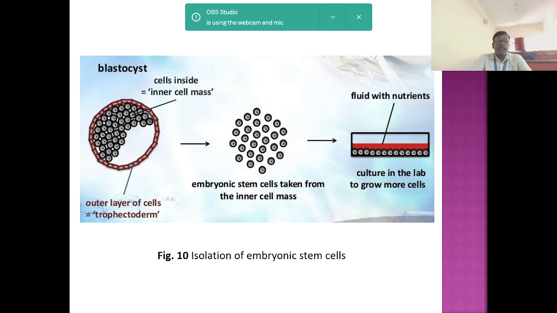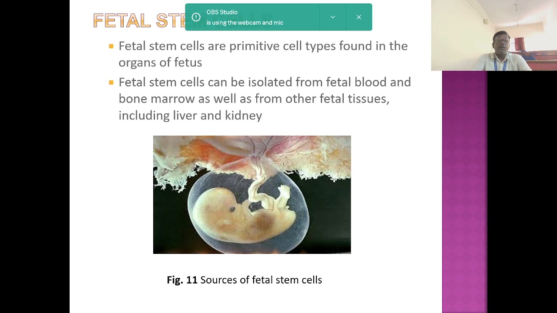This is the blastocyst. Inside the blastocyst, the embryonic stem cells will be there. If you cut the outer layer of the cells, we can extract the stem cells, then culture them under laboratory conditions. Fetal stem cells are another type of stem cell, or primitive cell types, found in the organs of the fetus. They can be isolated from fetal blood, fetal bone marrow, or other fetal tissues, including liver and kidney.